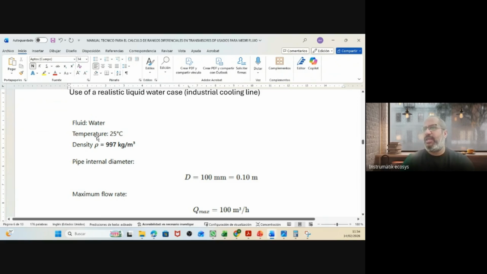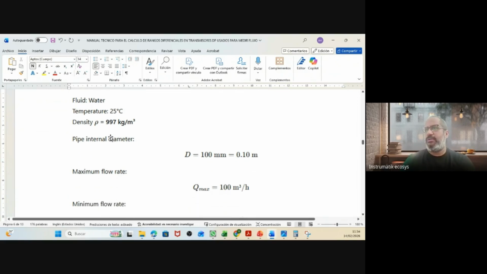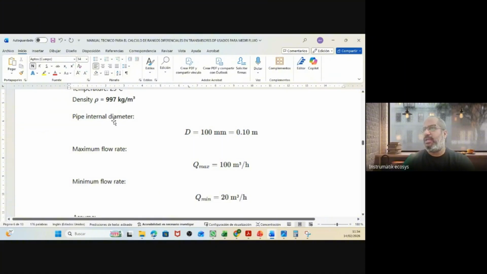In this case, this is a fluid, water. We're going to go to the DP maximum and minimum, and you have this temperature, density. This is our data that you must manage, which is pipe internal diameter.